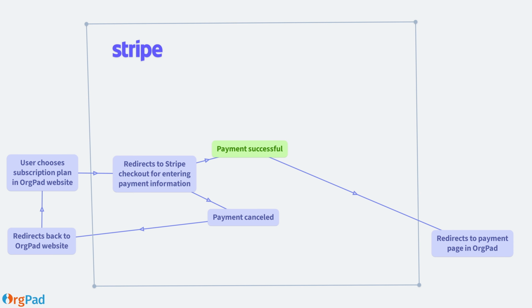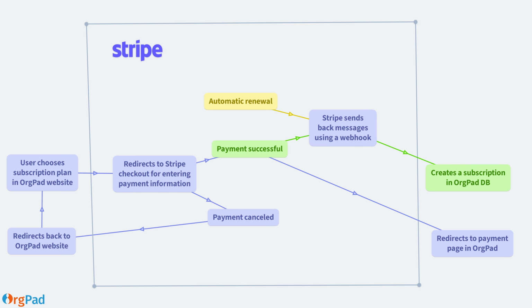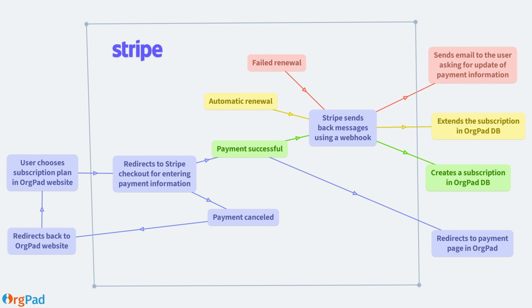Stripe processes the payment in the background. When it is successful, it sends a message back to the OrgPad server using a webhook. When our server receives this message, it creates a new subscription for the user in the OrgPad database, which enables paid functionality in OrgPad. There are also other types of messages we receive from Stripe. When a subscription automatically renews, we extend its duration in the OrgPad database. And when the automatic renewal fails, we send an email to the user informing him what happened, asking for an update of payment information.